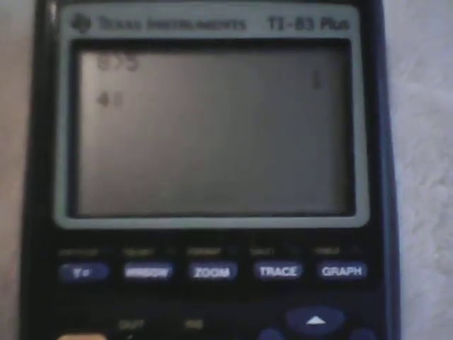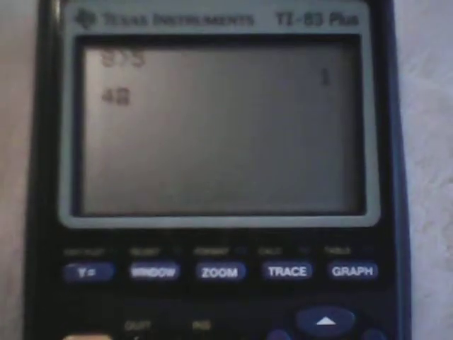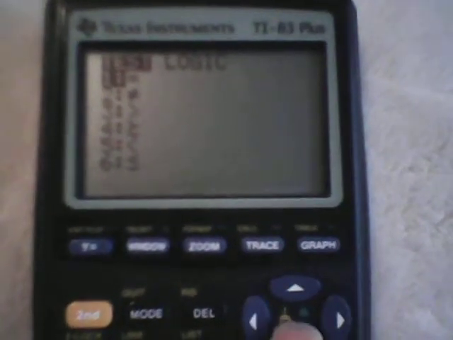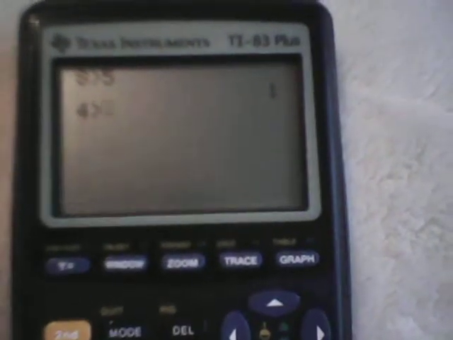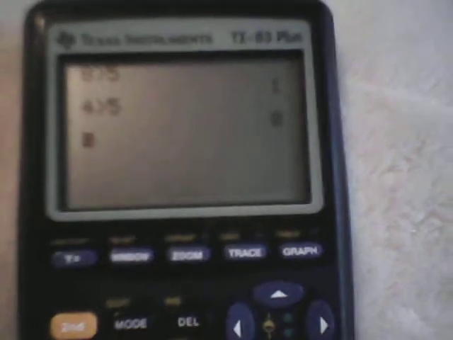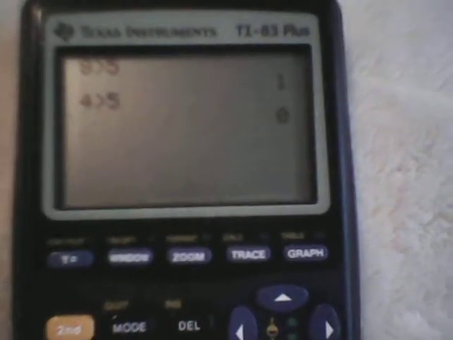Now let's find out, is 4 greater than 5? So you type in 4. Hit second, and then the math button. Pulls up the test screen. Scroll down to number 3 for greater than, and now we'll hit 5. Is 4 greater than 5? It says 0. 0 means no on this calculator. Remember, 1 is yes, and 0 is no.